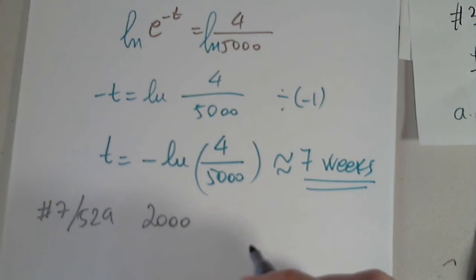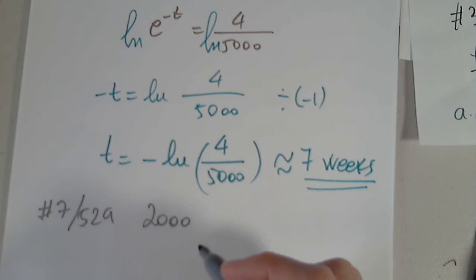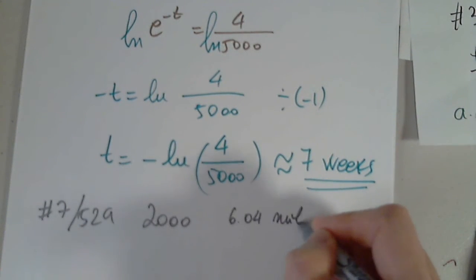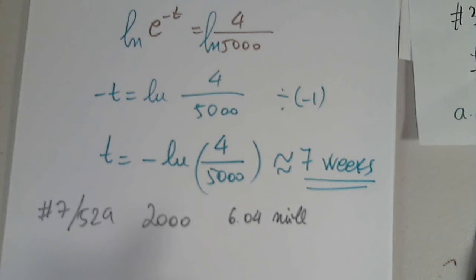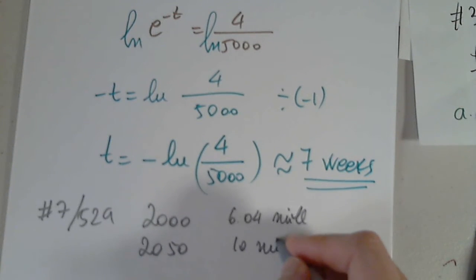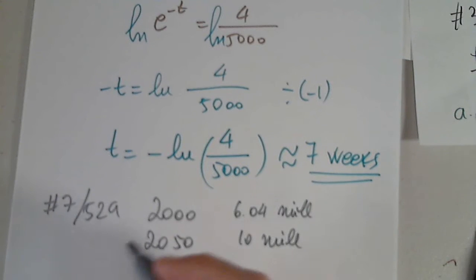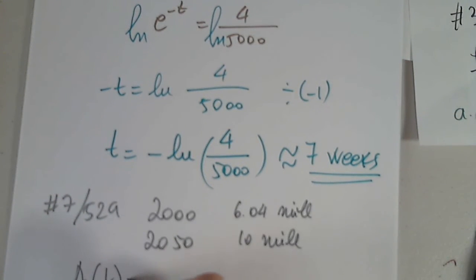Perfect. So in the year 2000, they say that the population was approximately 6.04 million, and by 2050, it's projected to grow to 10 million. Okay. Use the exponential growth model. It's given to us. You don't have to memorize it.